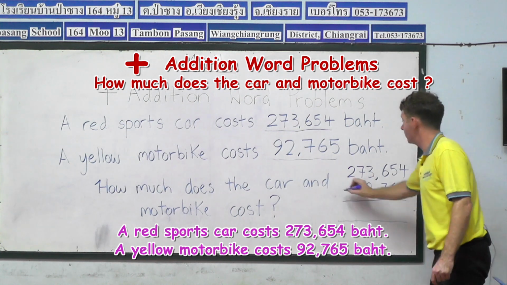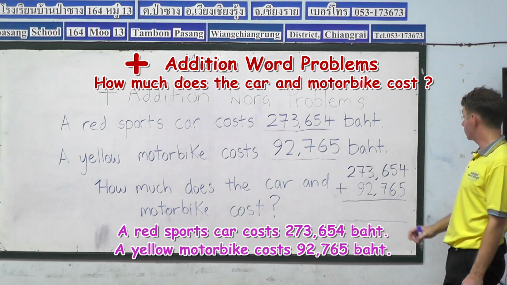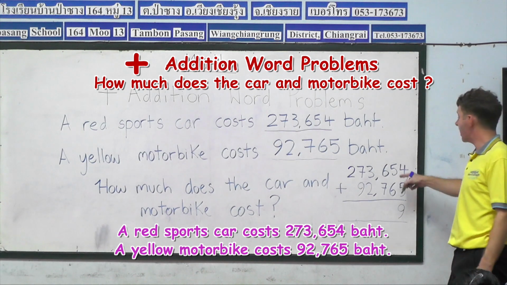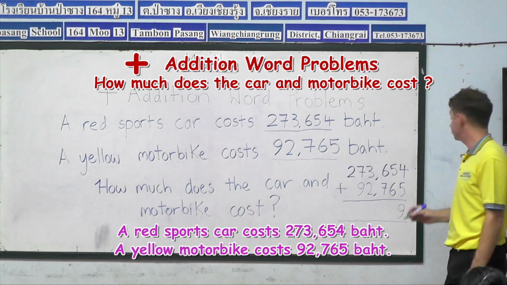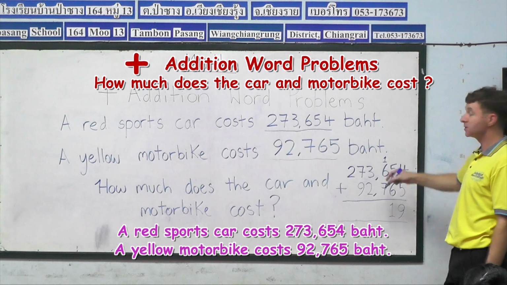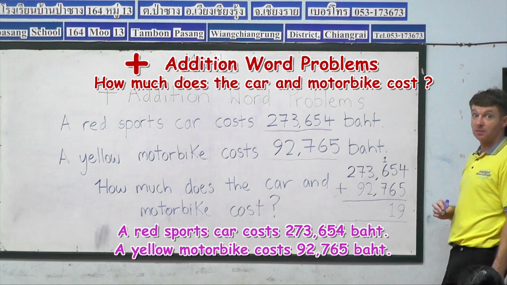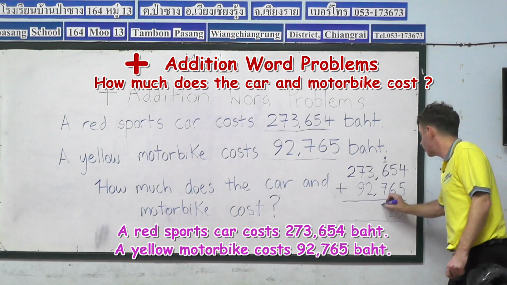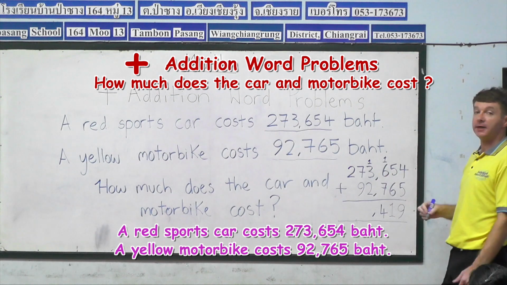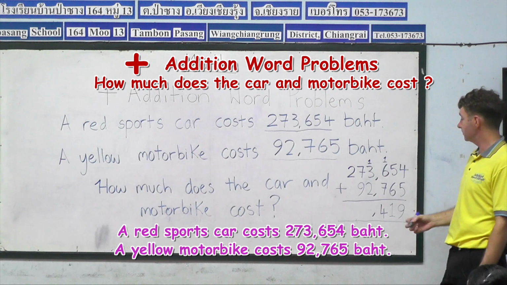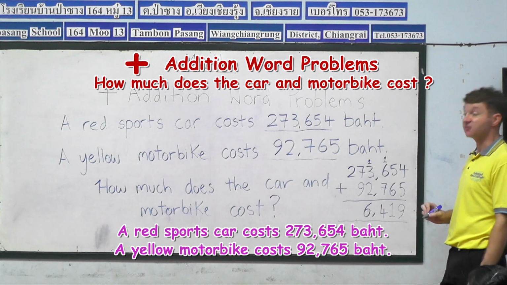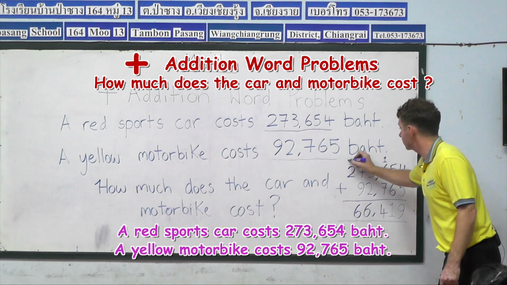And now we are ready to answer our word problem. 4 plus 5 equals 9. 5 plus 6 equals 11. So what we need to do is drop the 1 and carry 1 over. 1 plus 6 equals 7, plus 7 again equals 14. So 4, carry the 1. 1 plus 3 equals 4, plus 2 equals 6. 7 plus 9, 16. So 6 again, carry the 1.